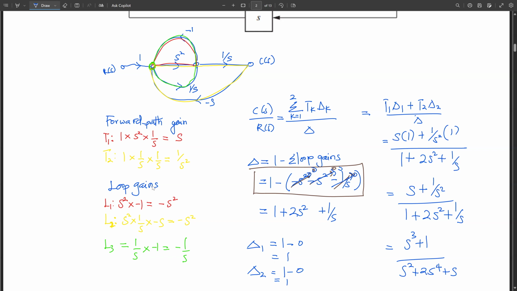I did not have to move any blocks or move any summing junction or pick off points ahead or behind of a block. It's simple that way. You use the formula and all of that. All you have to do is identify your forward path gain, your loop gains, your non-touching loops, taking two at a time, and then use this formula to find your transfer function. Okay, let's move on to the next question.